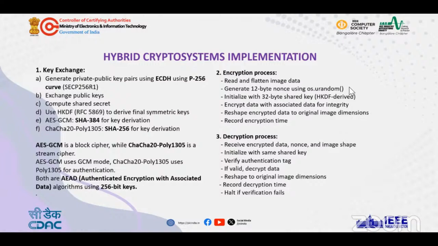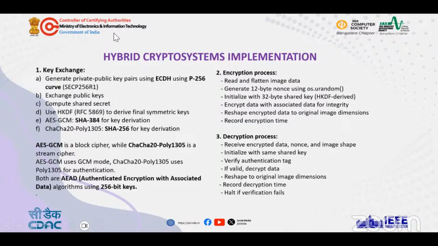So this is how the experiment was done, the implementation. For key exchange, key pairs were generated using ECDH, and then the public keys were exchanged, the shared secret computed, and HKDF used to derive the final symmetric key. For AES-GCM, SHA-384 was used, and for ChaCha-Poly, SHA-256 was used.